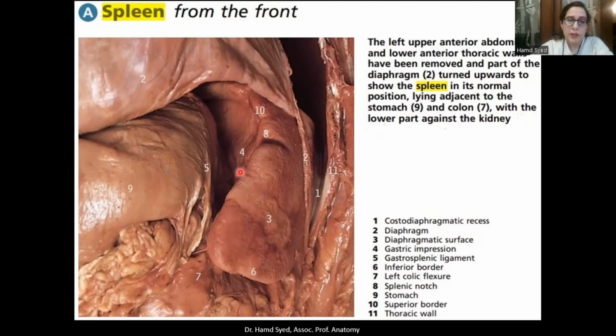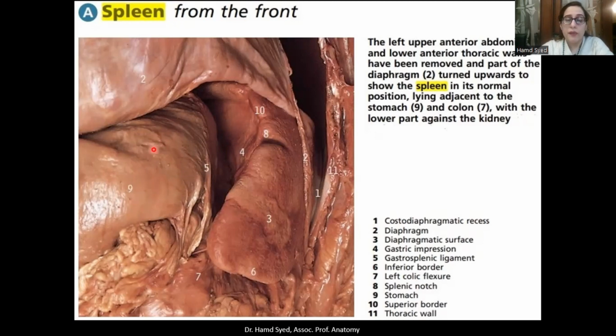And let's look over here. We can see this surface now is the visceral surface, also known as the inferomedial surface. As I told you before, this surface is marked by 4 impressions. Now, the one which we can see over here is the gastric impression, which is facing anteromedially. It is a large, broad, concave impression on the visceral surface of the spleen, and it is lying adjacent to this, number 9, which is the stomach.